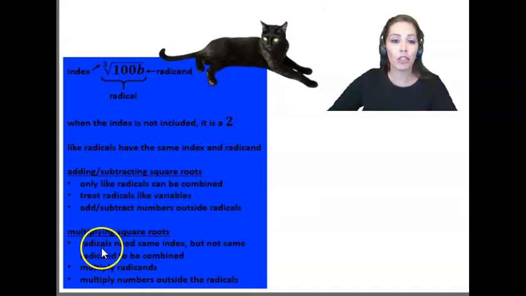When you are multiplying square roots, radicals need the same index but not the same radicand to be combined. Multiply the radicands and multiply the numbers outside of the radicals.